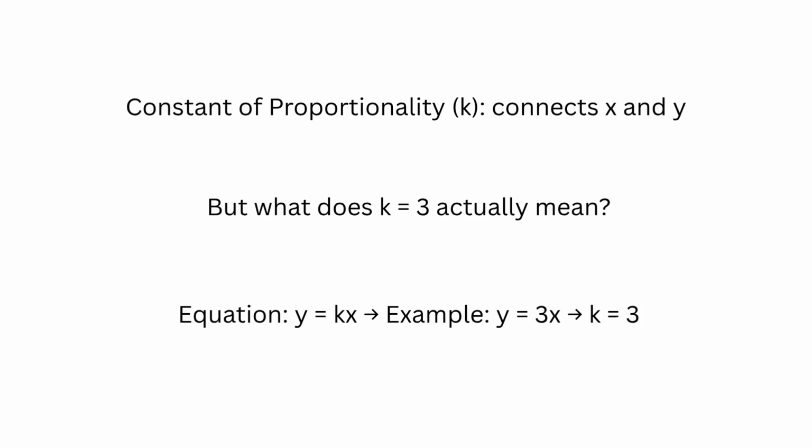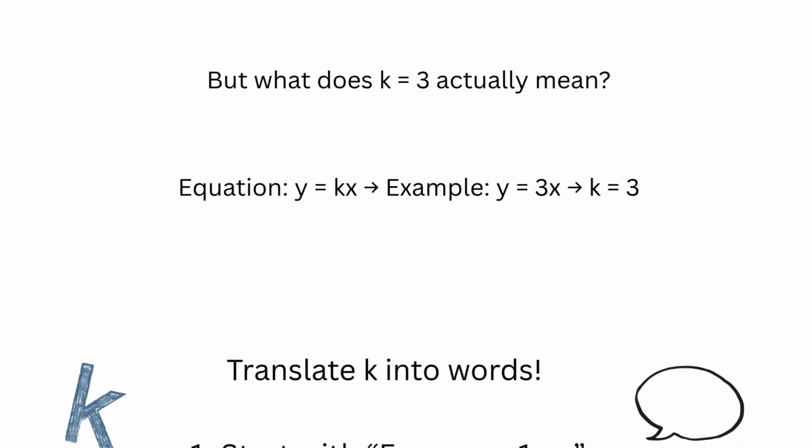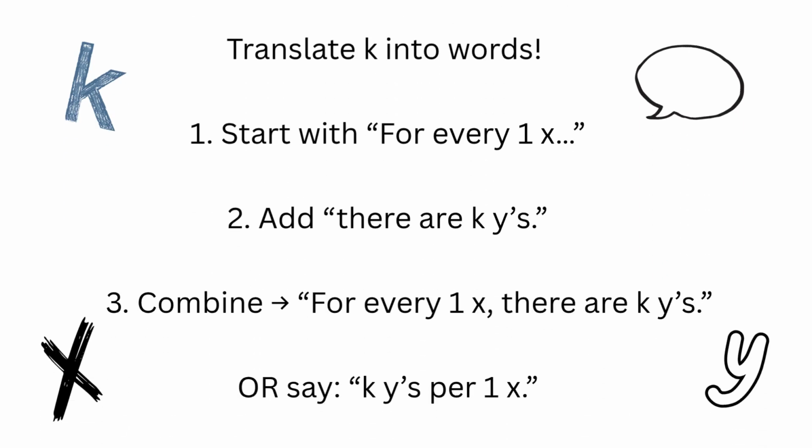In a proportional relationship, k is the constant of proportionality, the number that connects x and y. For example, if y equals 3x, then k equals 3. To write k in words, follow these three simple steps. Step 1, say for every 1x. Step 2, add there are k y's. Step 3, put it together. For every 1x, there are k y's. That's how you translate k into words.